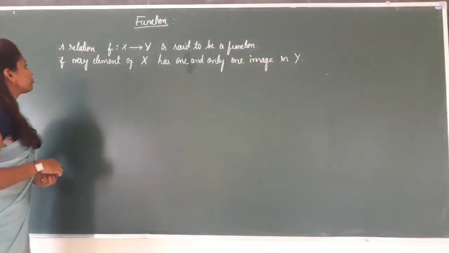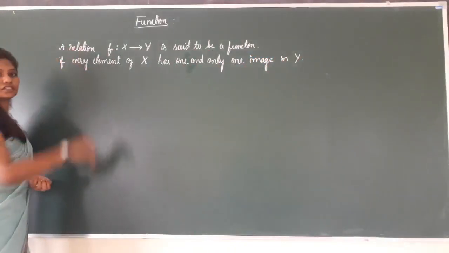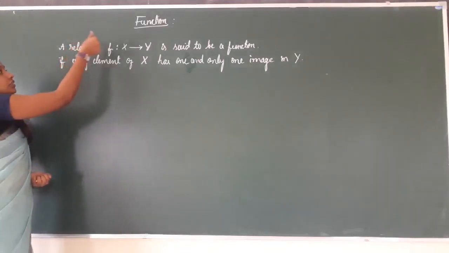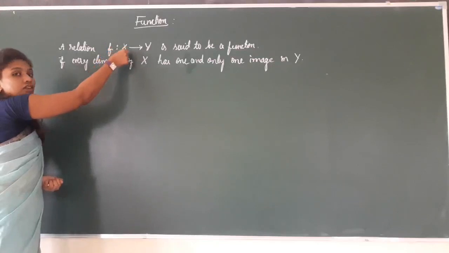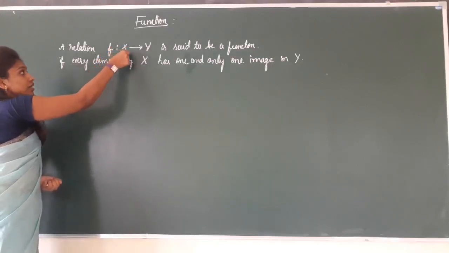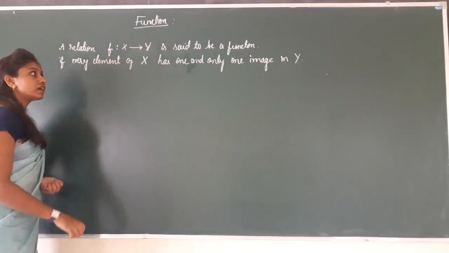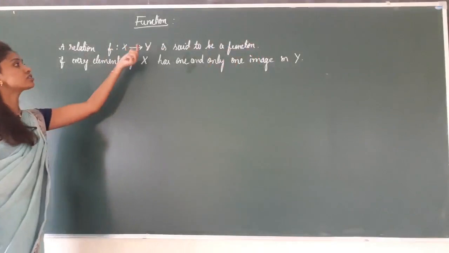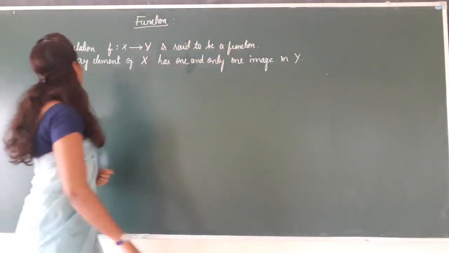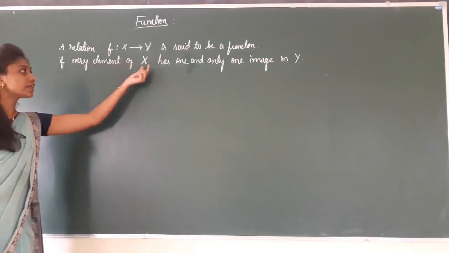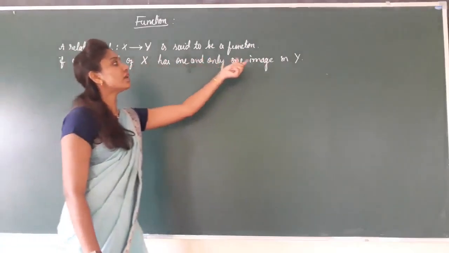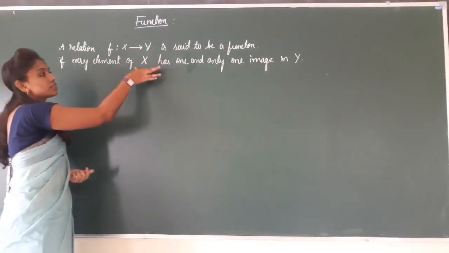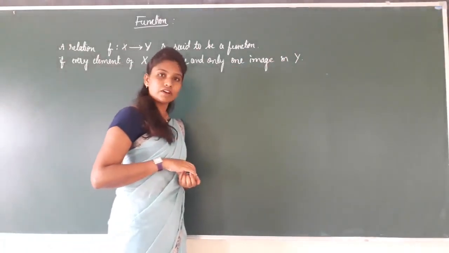Okay, listen. A function is a relation. Function is also a special relation. A relation f from non-empty set X to non-empty set Y is said to be a function if every element of the set X has one and only one image in set Y. All the elements of the set X have only one image in Y.